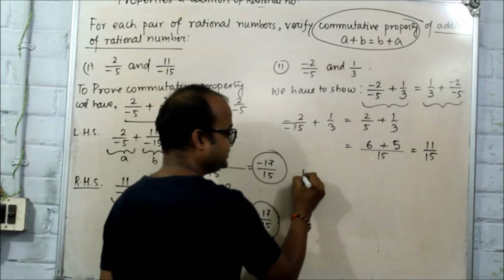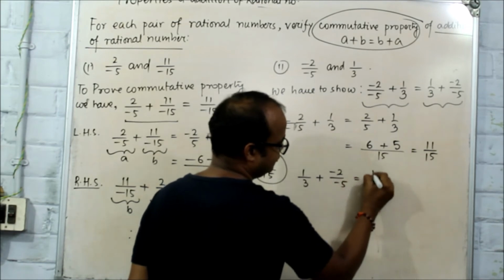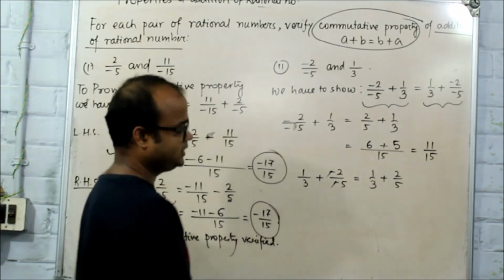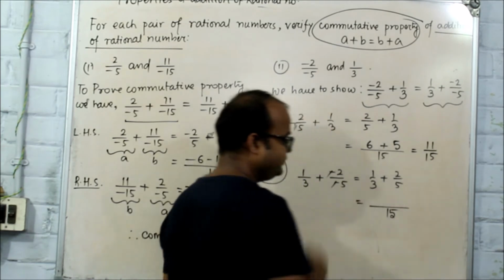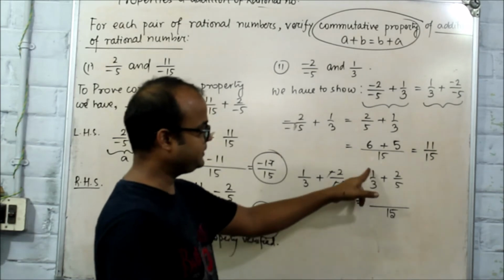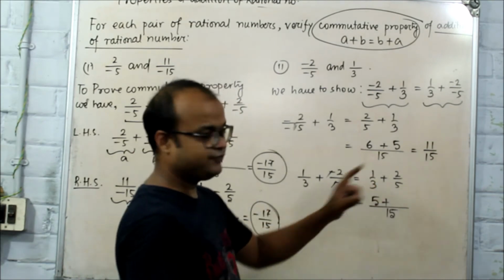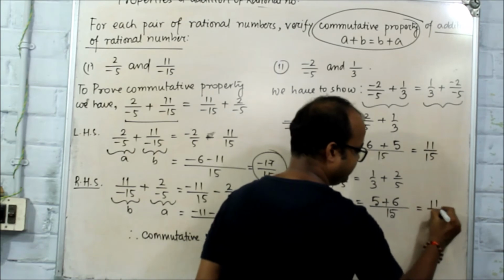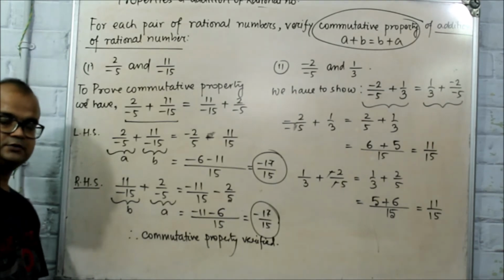Moving into the next part, that is 1 by 3 plus minus 2 by minus 5. So this is equal to 1 by 3 plus 2 by 5. This minus will cancel. LCM of 3 and 5 is 15. 15 divided by 3 is 5 multiplied by 1, so 5, plus 15 divided by 5 is 3 multiplied by 2 is equal to 6. So it is 11 by 15. So you can write commutative property verified.